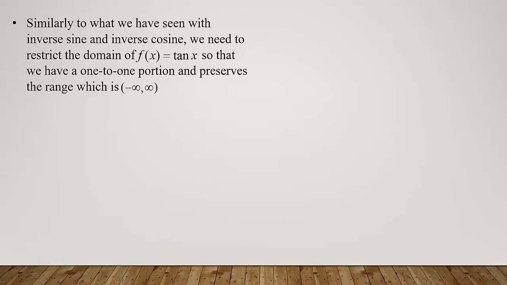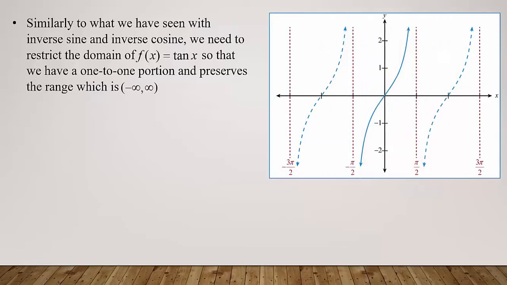Continuing a review of inverse trig, similarly to what we have seen with inverse sine and inverse cosine, we're going to have to restrict the domain of f of x equals tangent x so that we have a one-to-one portion and it preserves the range of tangent. Remember, the range of tangent x is negative infinity to infinity. There's the graph of tangent x.